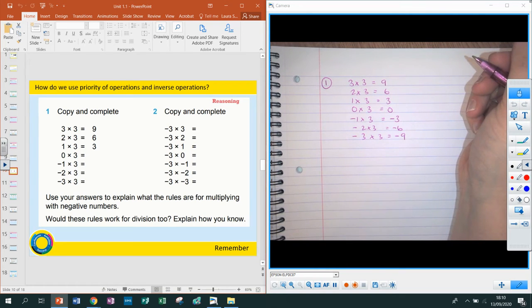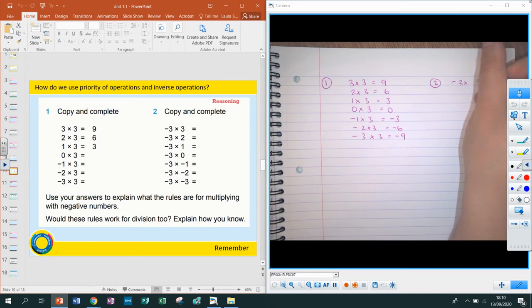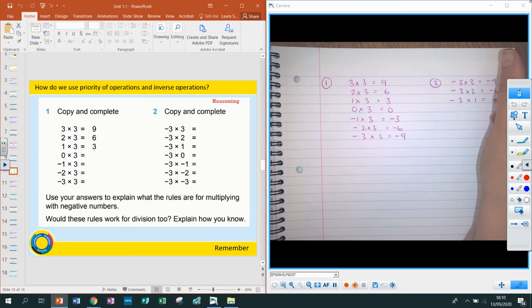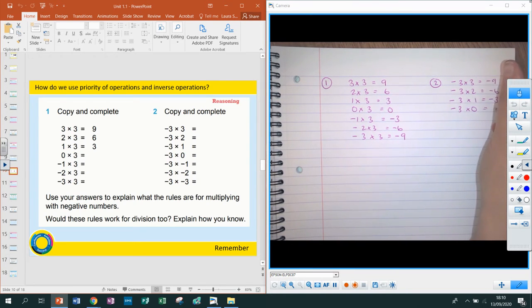Okay? And looking at question 2, we had negative 3 times 3 is equal to negative 9. Negative 3 times 2 is equal to negative 6. Negative 3 times 1 is equal to negative 3. Negative 3 times 0 is equal to 0. Negative 3 times negative 1 is equal to 3. Negative 3 times negative 2 is equal to 6. And negative 3 times negative 3 is equal to 9.